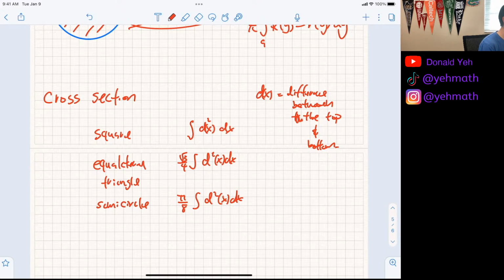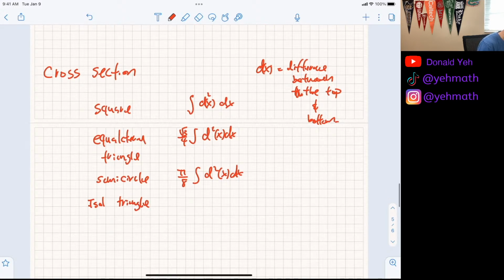There's an isosceles right triangle. But for the isosceles right triangle, there are two cases: the hypotenuse is the base, or the leg is the base. If the base is equal to D, in an isosceles right triangle, it's going to be 1/2 of D squared of x dx. So that's a fairly easy one. But if the base is the hypotenuse, it's kind of hard.